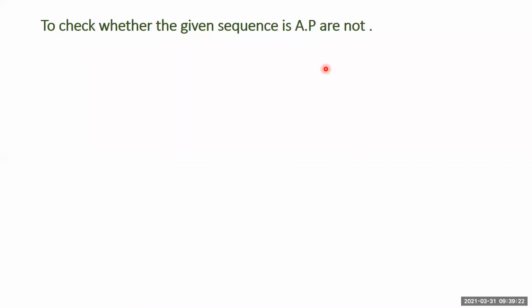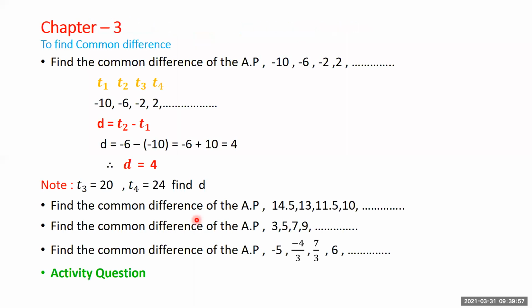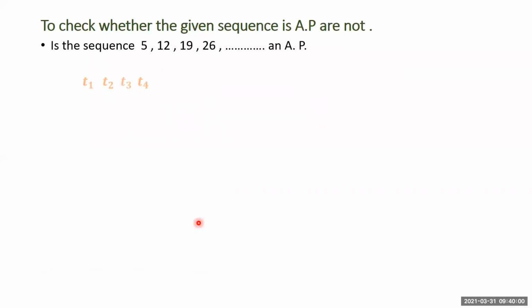Yes, to check whether the given sequence is AP or not. Is the sequence AP? So this question will be there in your question paper. Is the sequence 5, 12, 19, 26, etc. an AP? So what do you have to do? Yes, listen here. You can write T1 equal to 5, T2 equal to 12, like that also you can write, or else if you mark like this also, no problem.